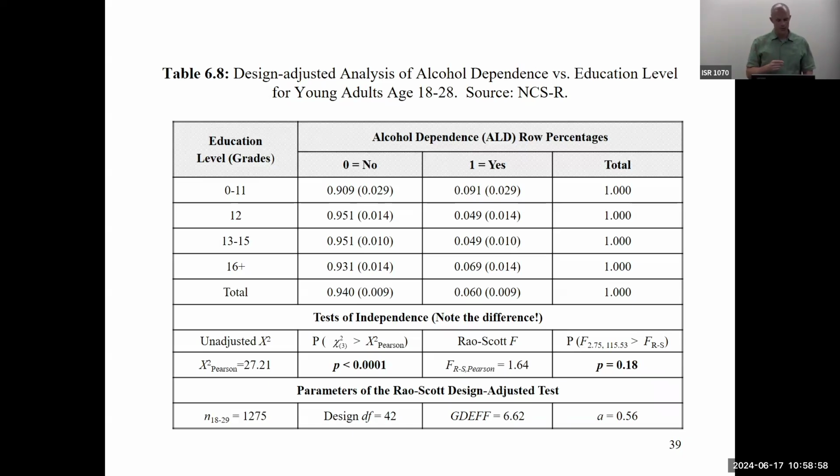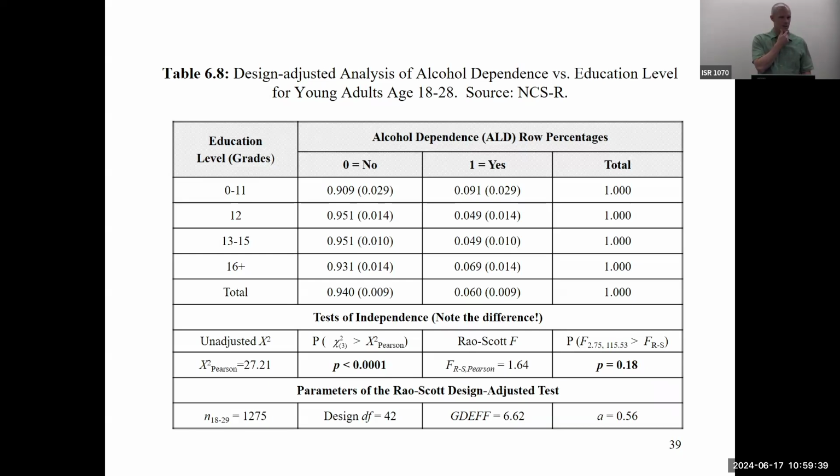So eyeball test, it seems like there might be an association. Okay, so let's look at our formal tests. The unadjusted Pearson chi-square based on the weighted proportions, so still using the weighted proportions, look at the p-value. Less than 0.0001. If we just implement the unscaled, unadjusted Pearson chi-square that so many people were using up until the 1980s, that would tell us there's a huge association between education and alcohol events. You say, oh, wow, this is great. You can write a paper, talk about why this might be, talk about why it's a public health problem, et cetera, et cetera.